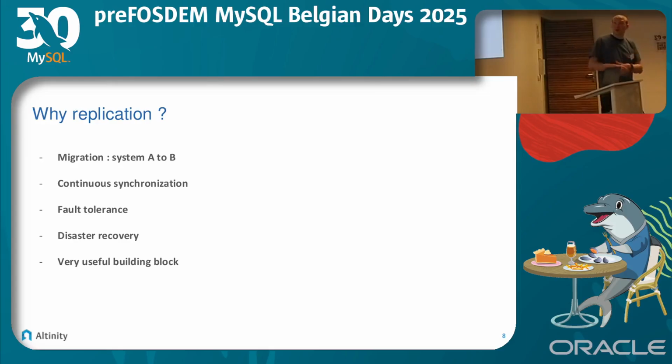Fault tolerance can be a reason why you replicate from one data center to another. If you have a plane that crashes on a data center, disaster recovery is obviously a use case. And replication is probably the most interesting feature of MySQL. It's a very useful building block, as Simon probably knows from operating MySQL in production.